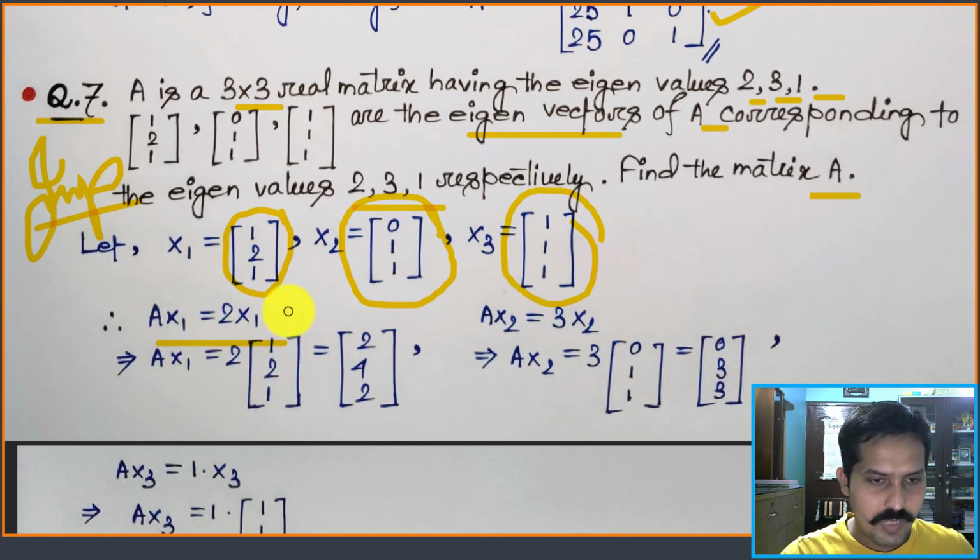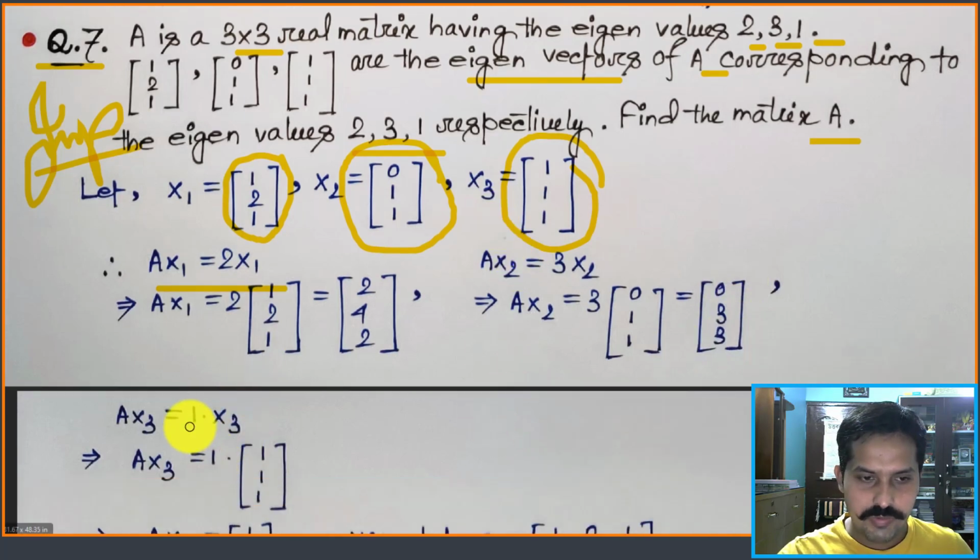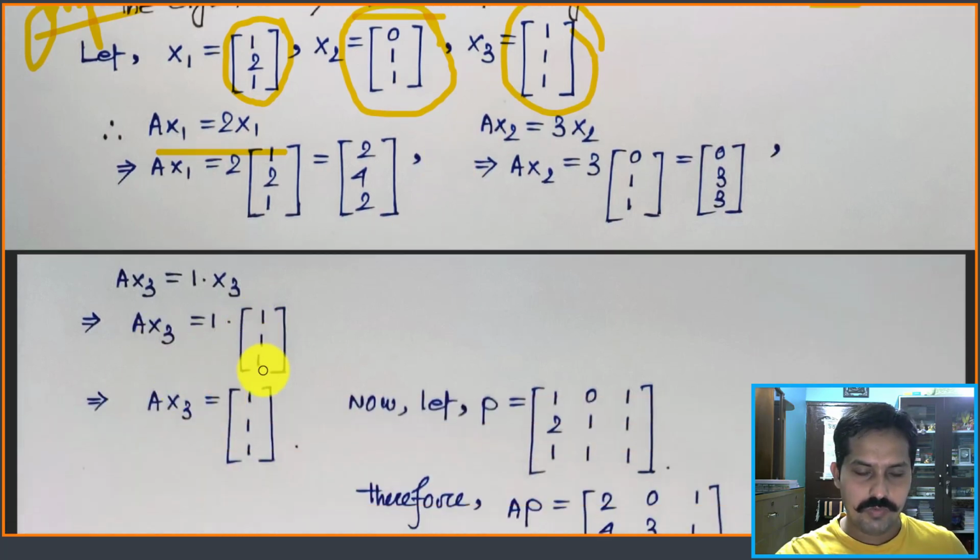Then by definition we know that Ax equals lambda x. For the first vector lambda is 2, so definitely Ax1 equals 2x1. Because we don't know the value of A, just write Ax1 equals 2 times (1, 2, 1), so the result is (2, 4, 2). Then Ax2 equals 3x2, x2 is (0, 1, 1), the result is (0, 3, 3). And last one, Ax3 equals 1 times x3, the last eigenvalue, x3 is (1, 1, 1), that is (1, 1, 1) only. So we have Ax1, Ax2, Ax3.